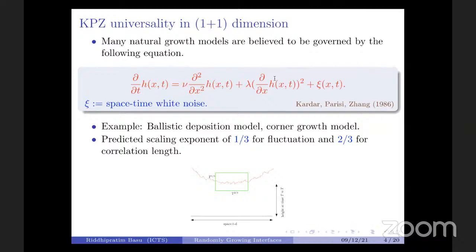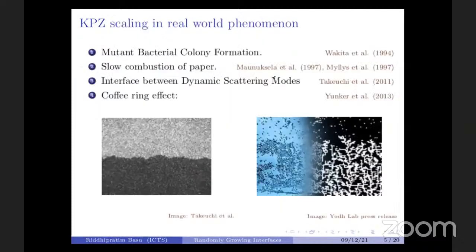So what is predicted? The predicted behavior of the interfaces in this particular universality class is that the fluctuation at time t would be of the order of t to the 1/3, and in space the correlation length would be of the order of t to the 2/3. These are the predicted behavior of this large class of models, which are believed to be in this so-called KPZ universality class. This is believed to cover a very wide class of interesting models of random interface growth.